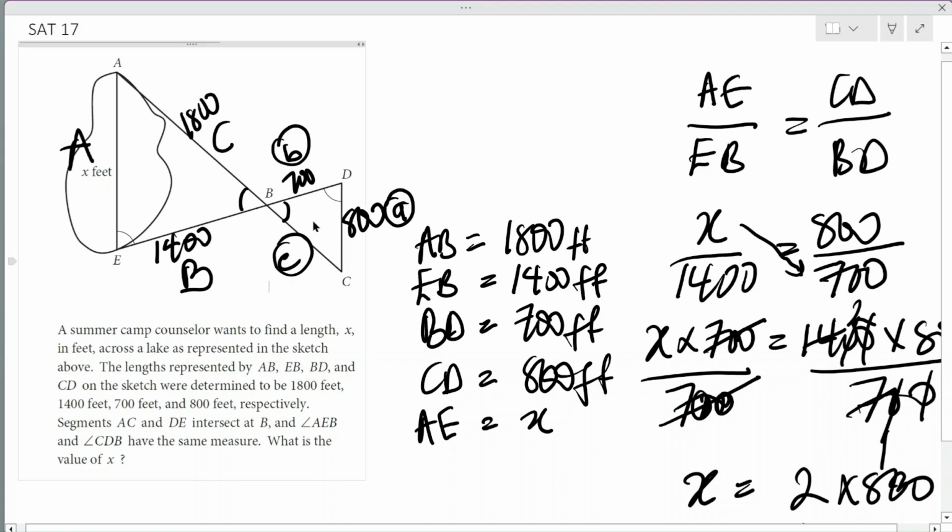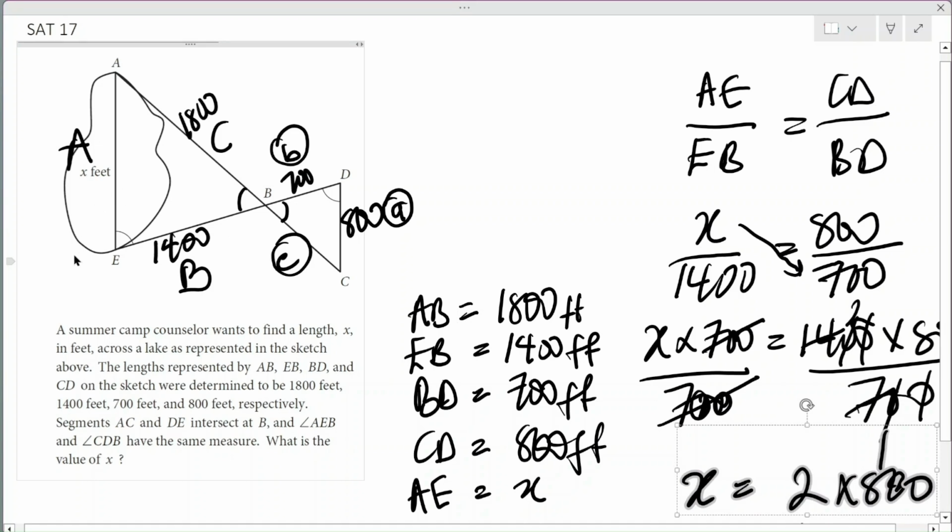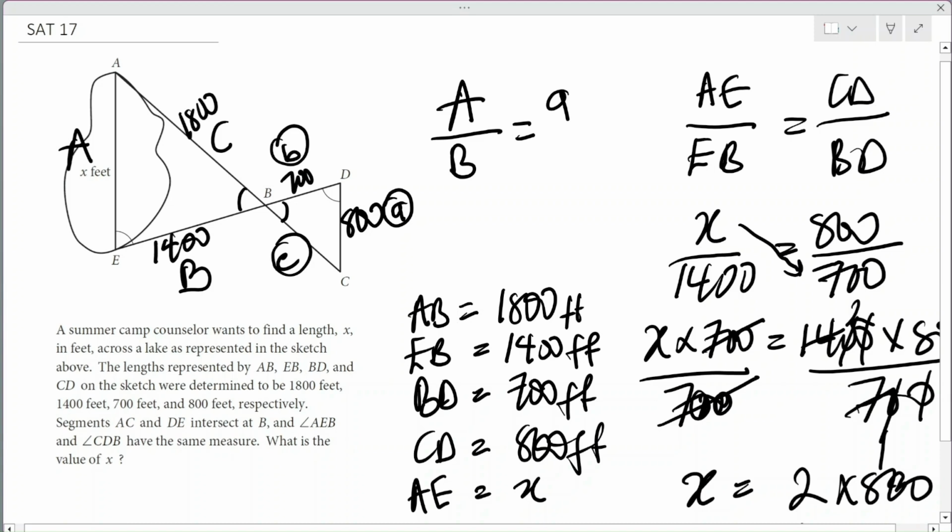Based on this labeling, if we take from the big triangle capital letter A over big B, it will equal, on the small triangle, small a over small b. Hope you understand. Now your big A will be X, as in this case. Your big B is 1400. Your small a is 800. And your small b is 700. And with this, you can solve this question.